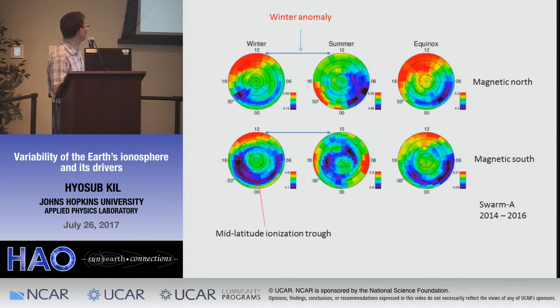And here I also mentioned that this plasma reduced region is the middle latitude ionization trough. This phenomenon is pronounced in the winter hemisphere.